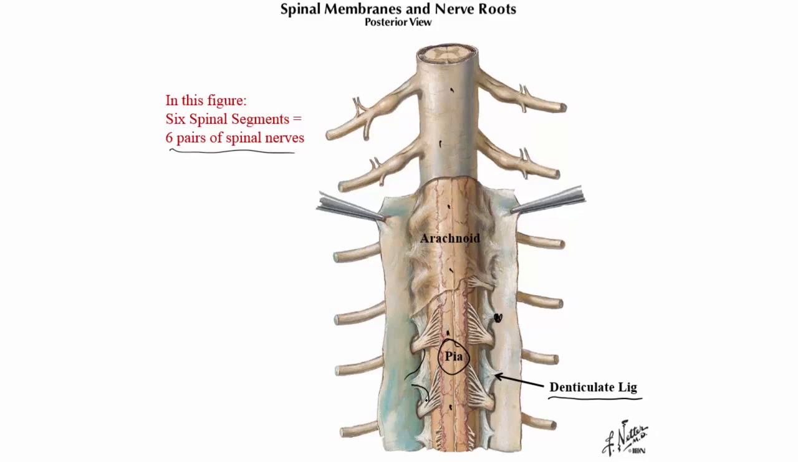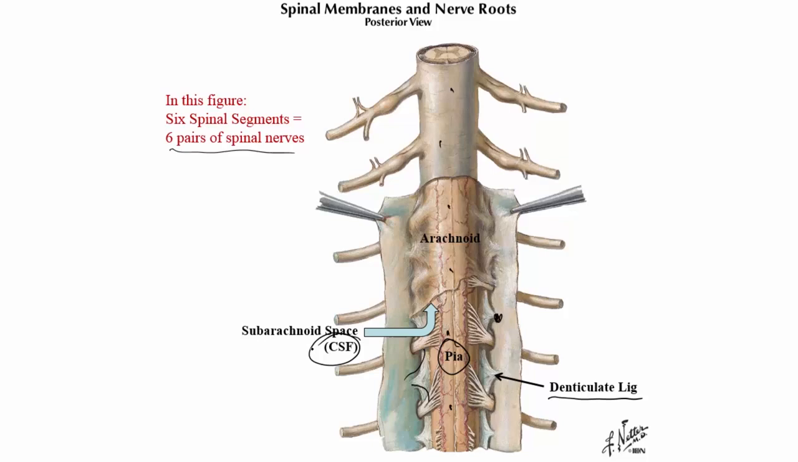So the arachnoid is a very thin membrane. It actually splits off from the pia developmentally, and it's a very thin membrane, as I said, and deep to it is the subarachnoid space where the cerebrospinal fluid is retained.